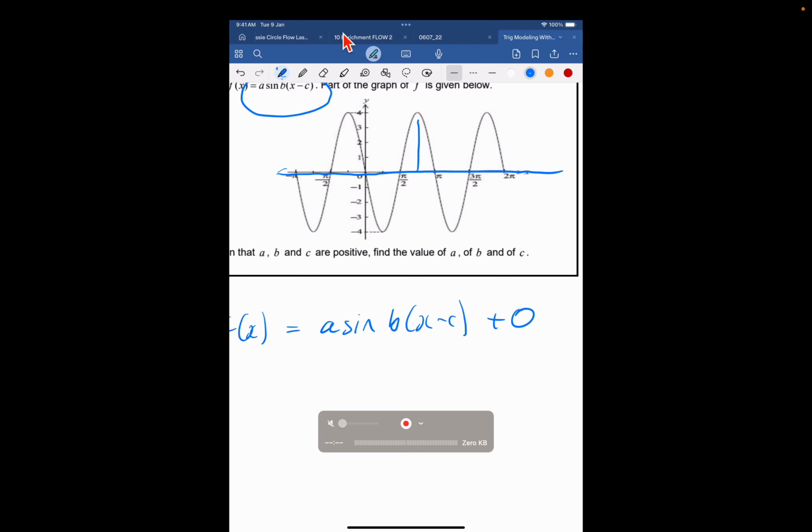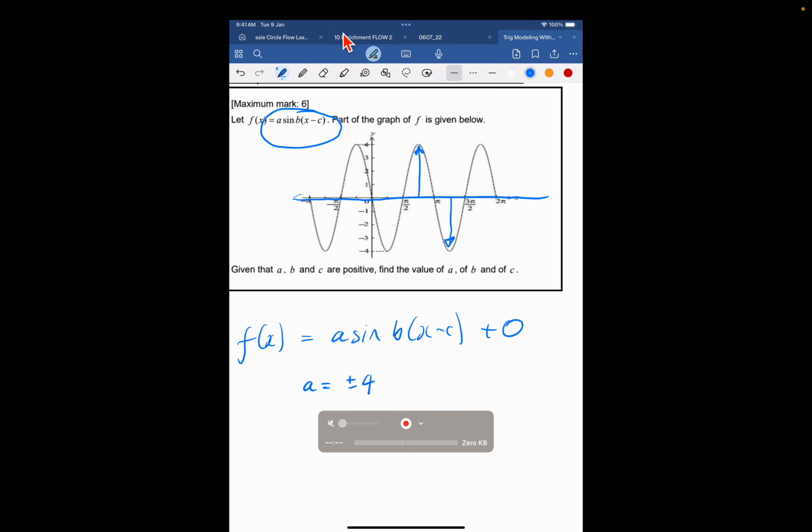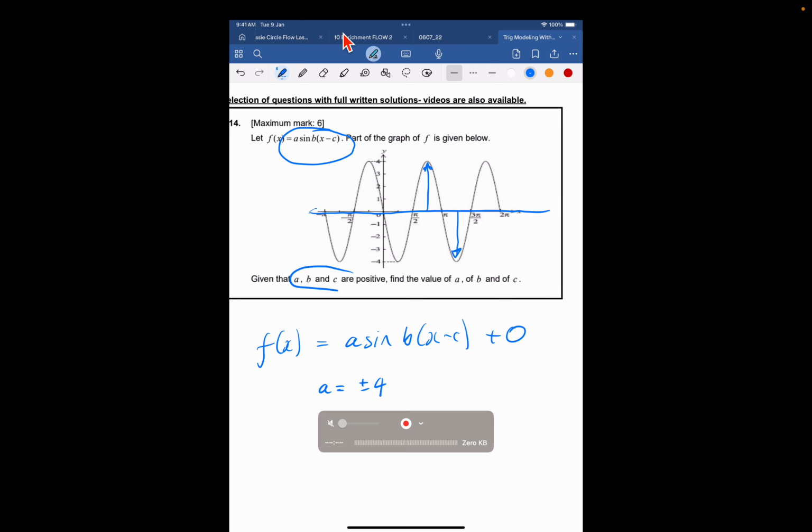Let's have a little look at the a value. Looks like the amplitude is 4, so a is going to be either positive or negative 4, right? But the question does say that a, b and c are positive, so we know for sure that a is 4. Let's go and check out the period of this.